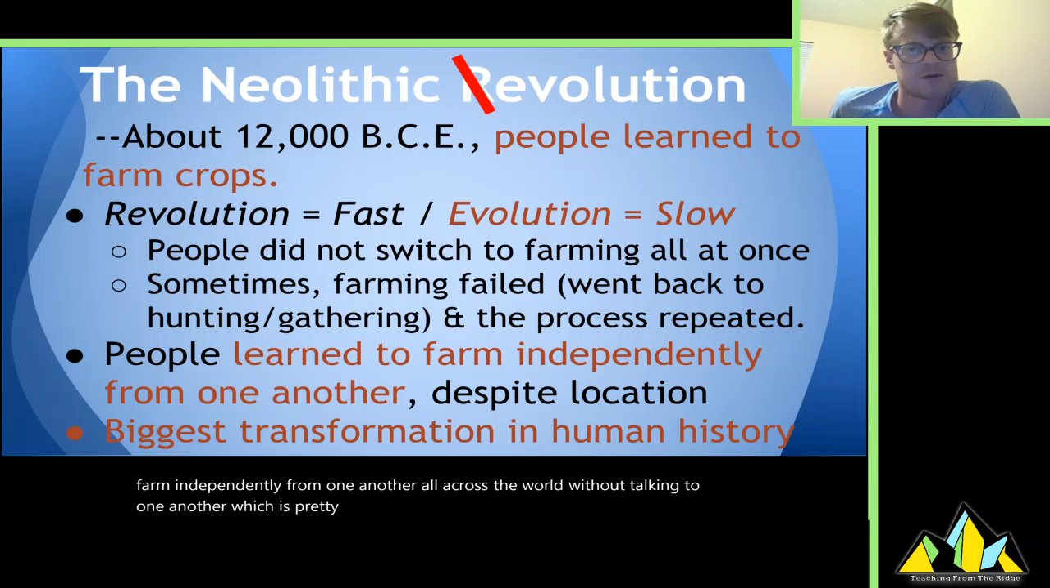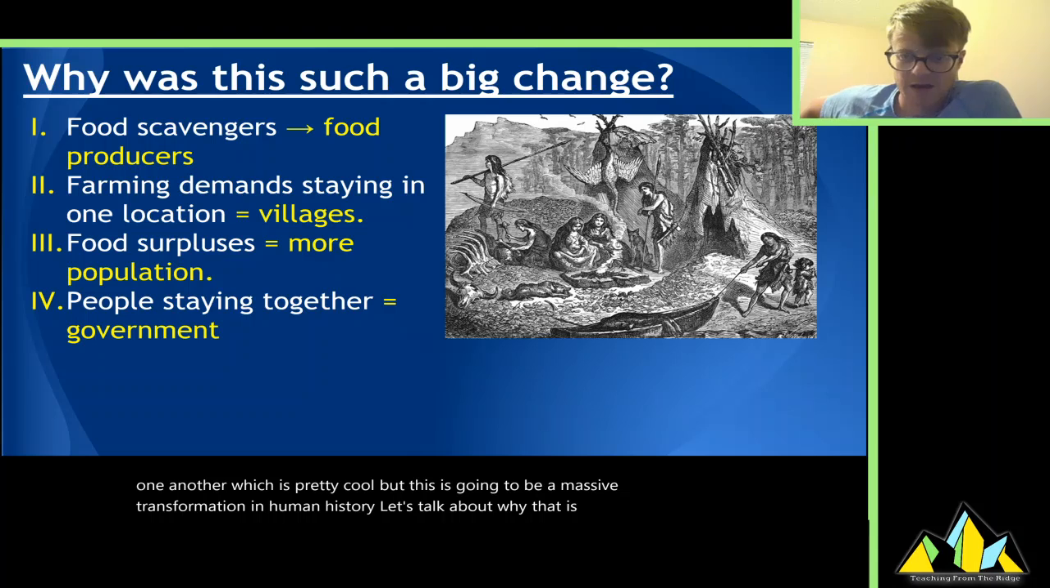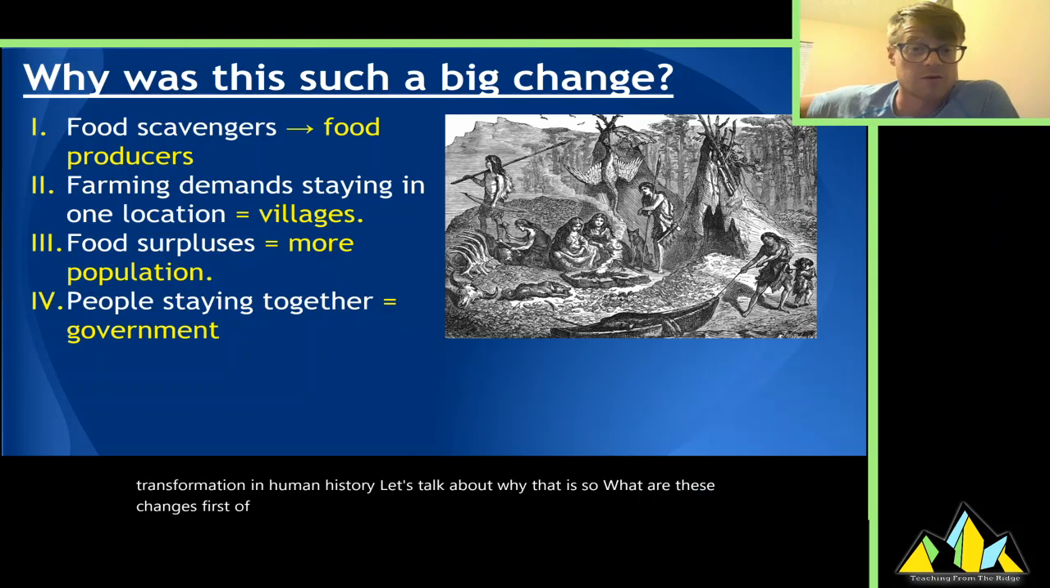But this is going to be a massive transformation in human history. Let's talk about why that is. So what are these changes? First of all, human beings go from food scavenging to food producing. And this is just such a big deal.